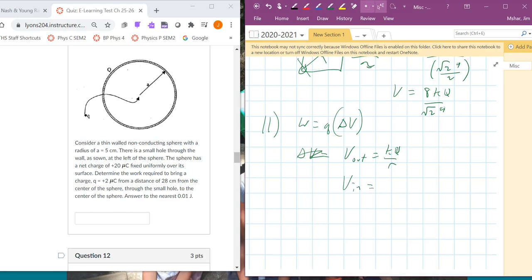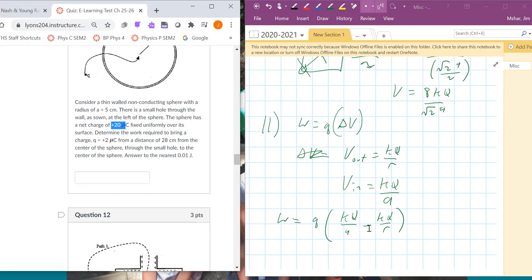Well, if you're anywhere in here, the electric field is 0. So the field stops changing at the very surface right there. So V anywhere on the inside is going to be KQ over the radius of the ball, which is A. And so my work would be little q, which in my example is 2, times KQ over A minus KQ over R. Big Q in my example is this 20 microcoulombs over here.